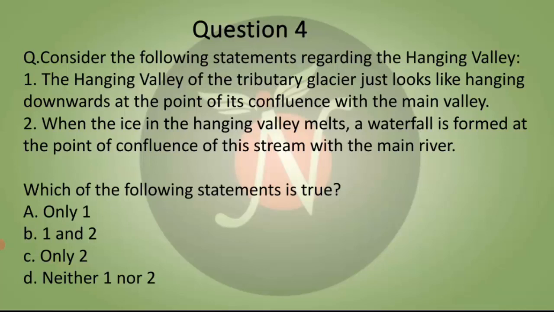So the question is, consider the following statements regarding the hanging valley. The hanging valley of the tributary glacier just looks like hanging downwards at a point of its confluence with the main valley. When the ice cap in the hanging valley melts, a waterfall is formed at the point of confluence of this stream with the main river. Which of the following statements are true?